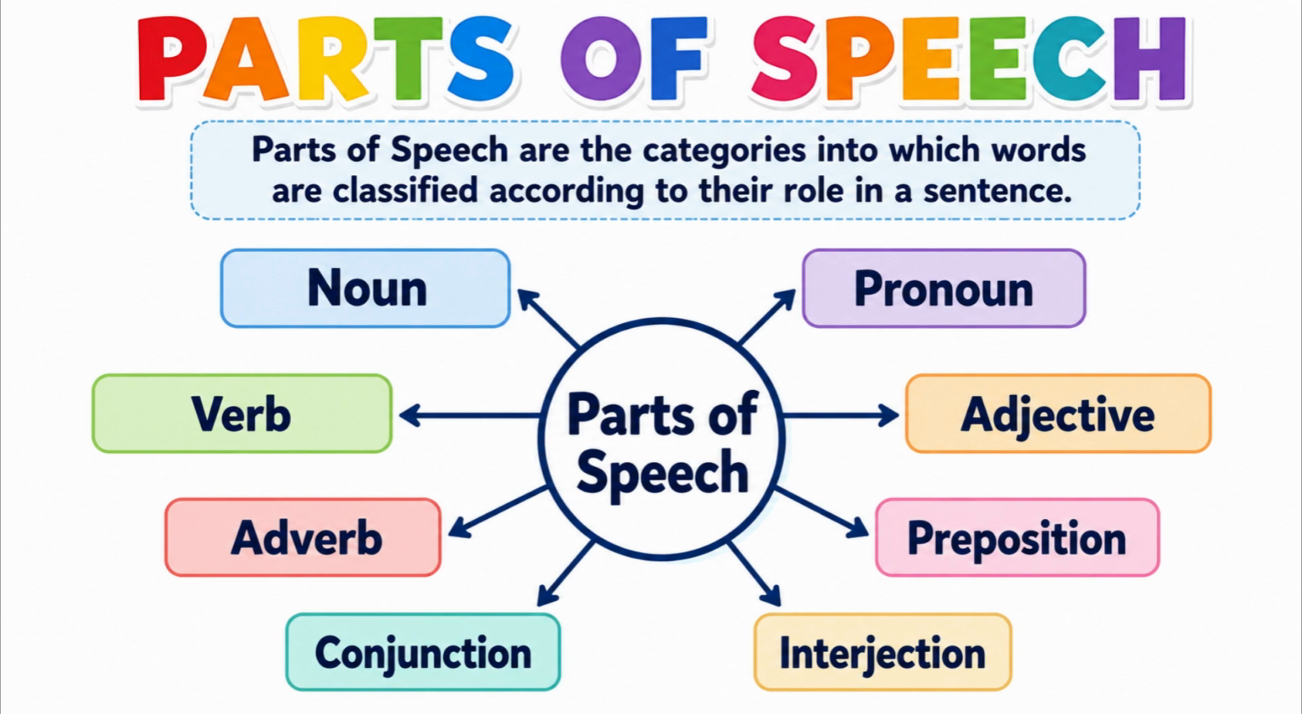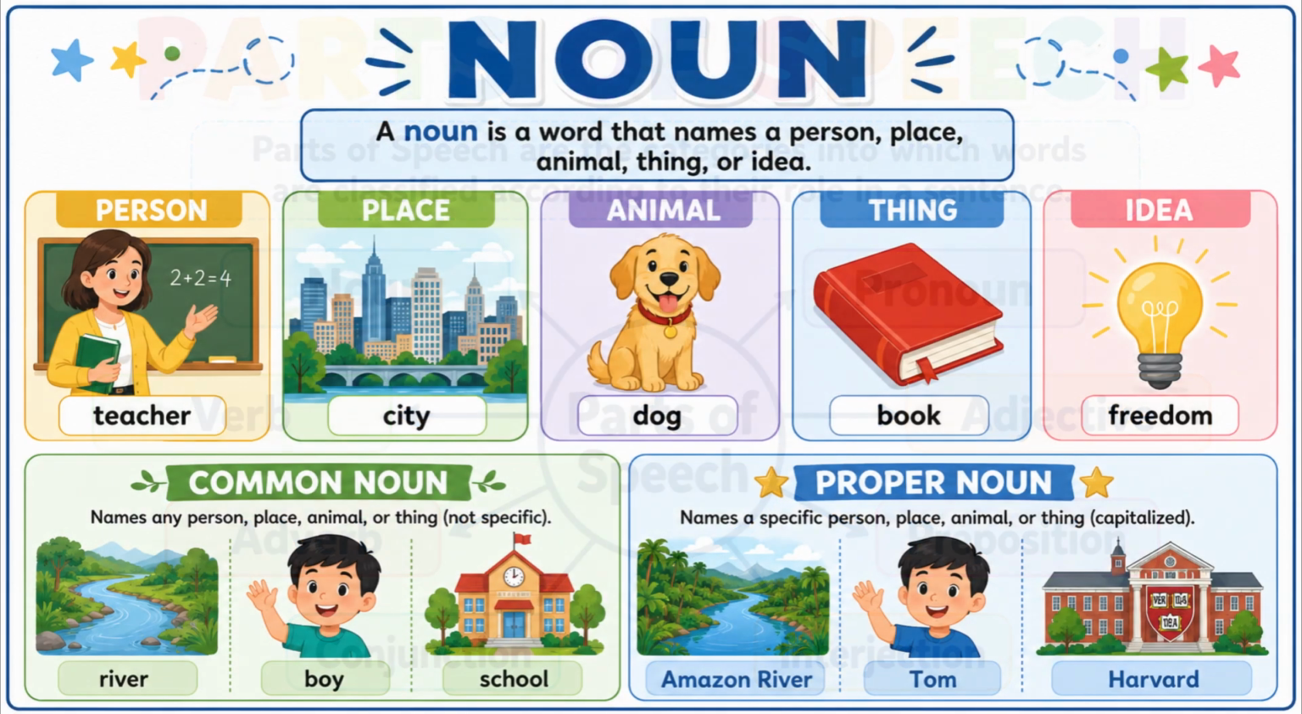Let's get started. The first part of speech is the noun. A noun is simply a name. It names a person, a place, an animal, a thing, or an idea. Think about everything around you right now: your phone, your desk, the room you are sitting in. Every single one of those is a noun.